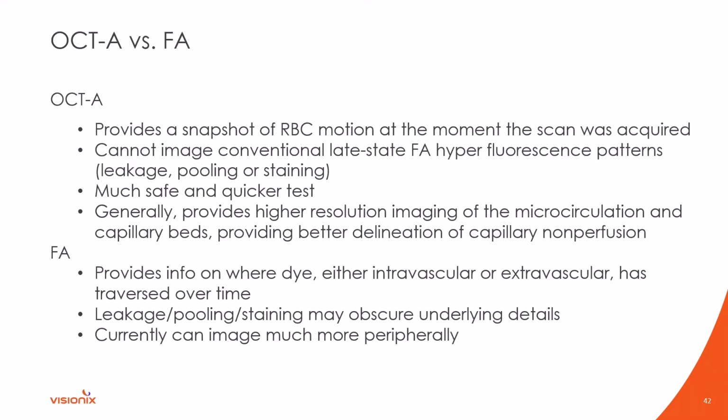The only thing that should move from split second to split second are those red blood cells. So when the software, the computer, detects movement, it knows that must be moving inside a blood vessel, and therefore that is blood, and it can map out where those blood vessels are. So it uses red blood cell motion to give us a high resolution image of the microcirculation, the capillary beds, and to better delineate capillary non-perfusion.